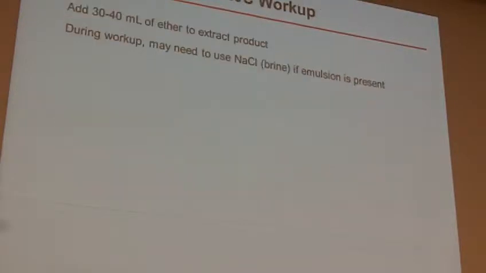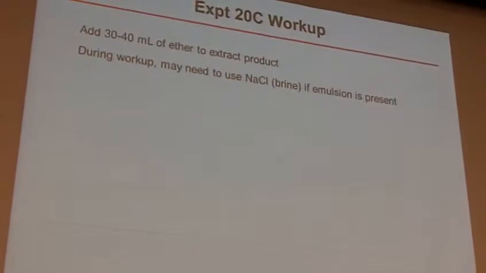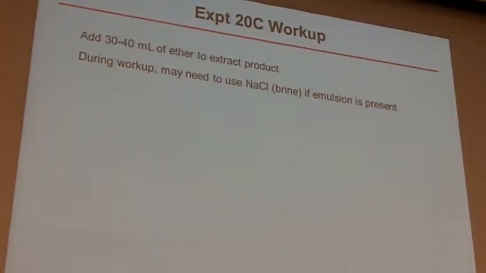The workup, just as a quick note. You're going to add 30 or 40 mils to extract the product. You're going to get an emulsion, especially if you're using the orange peel. Remember what's important here: drain off the aqueous layer, and then the emulsion on the bottom, often with the orange peel, will stick to the sides. So if you get the aqueous layer all off, you can then pour the organic out the top and leave the emulsion in your flask.